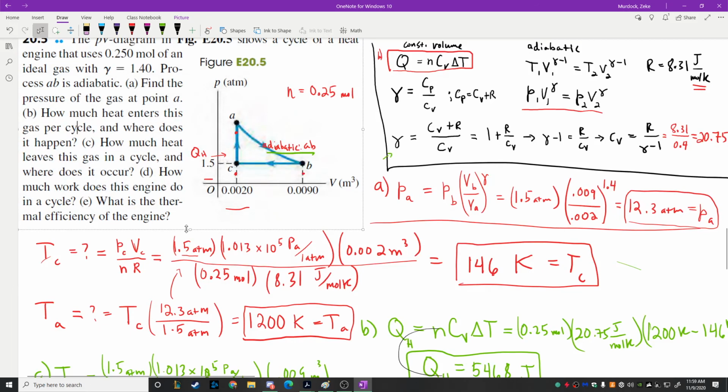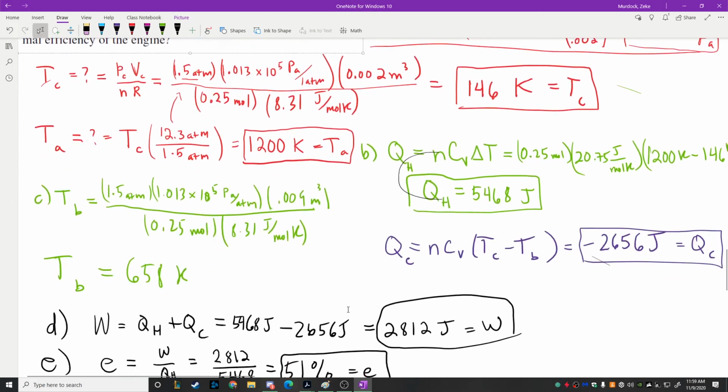For finding QC, how can we use CV if the volume changes from point B to point C? Hold up. Yeah, you're right. I shouldn't have used that then, should I? That was wrong.